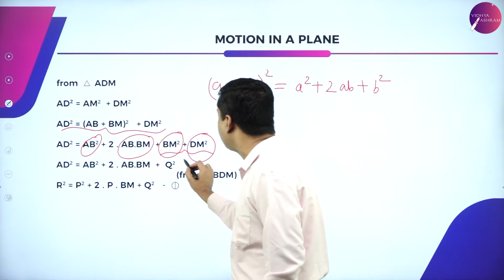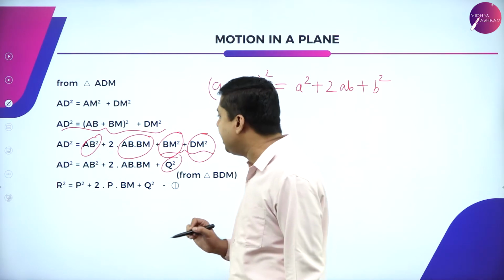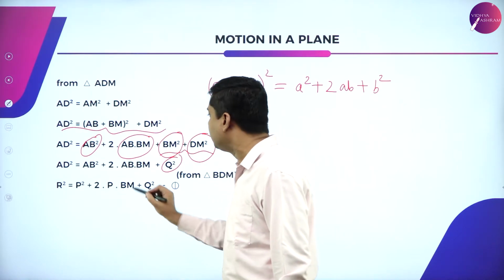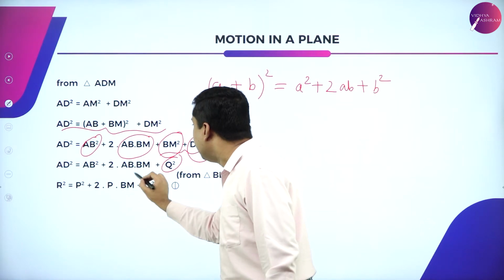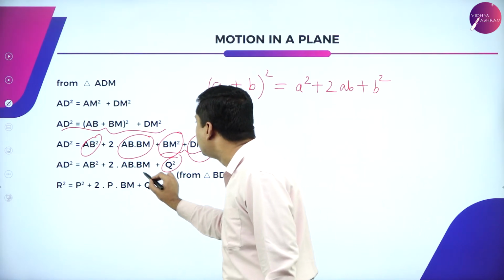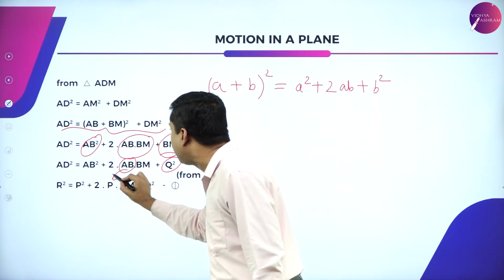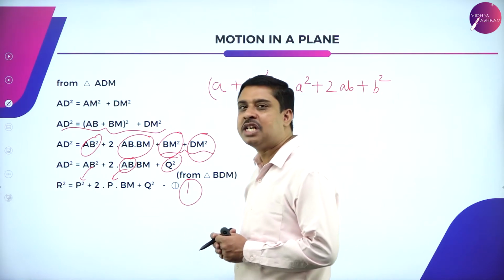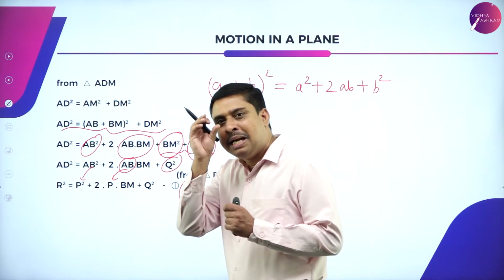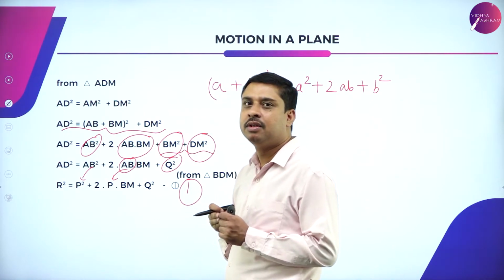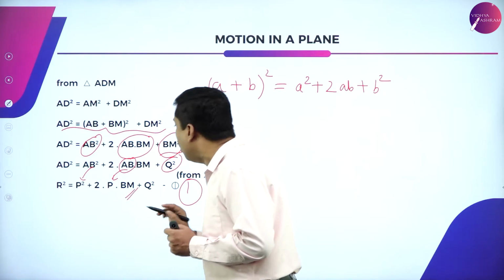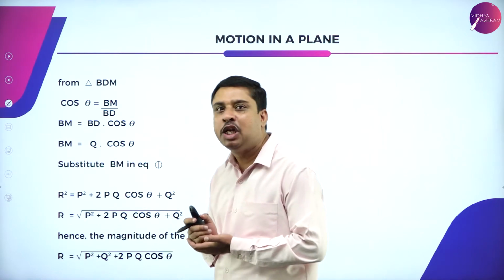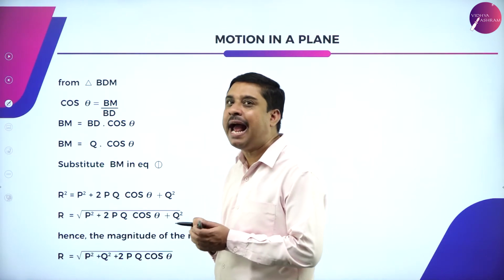So this is Q square. On rearranging, R square is AB, which is nothing but P, plus 2P BM plus Q square, because AB is again vector P plus Q square, and I call this equation 1. Now to complete my derivation, I have to know what is BM. I have to get the value of BM from the diagram.